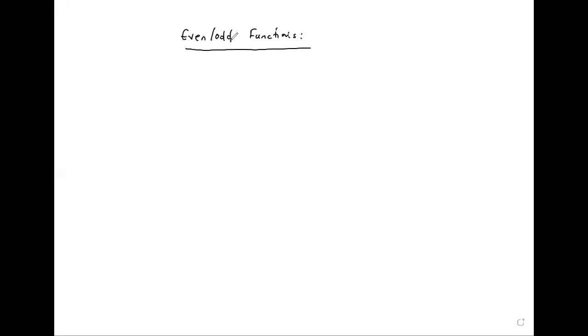By definition, a function f of x is said to be even if f of negative x gives us f of x.